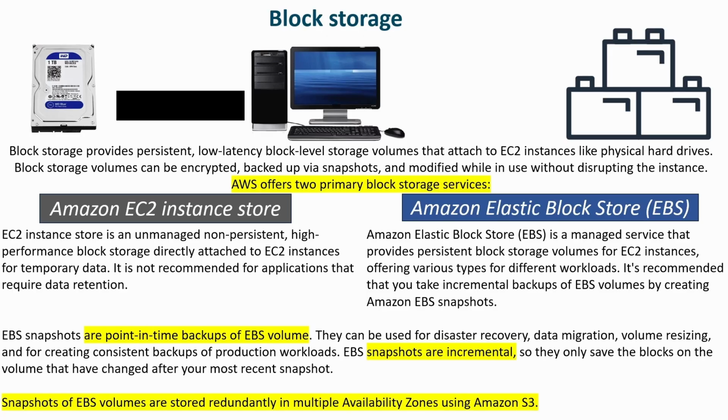EBS snapshots are incremental, so they only save the blocks on the volume that have changed after your most recent snapshot. EBS snapshots can be used to create multiple new volumes, and new volumes created from a snapshot are an exact copy of the original volume at the time the snapshot was taken. Snapshots of EBS volumes are stored redundantly in multiple availability zones using Amazon S3.